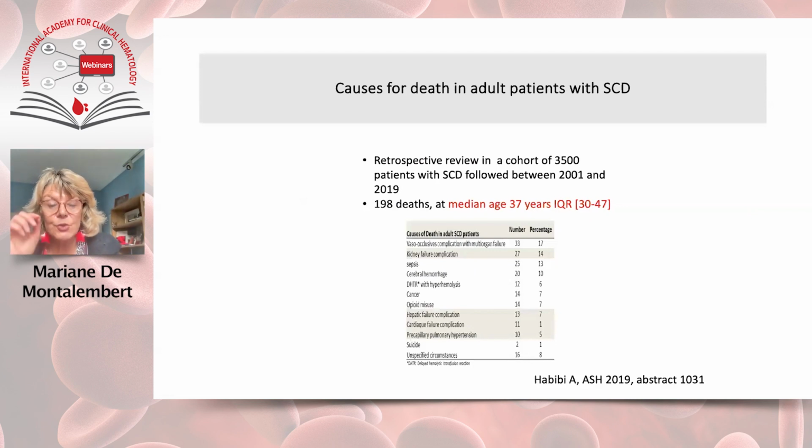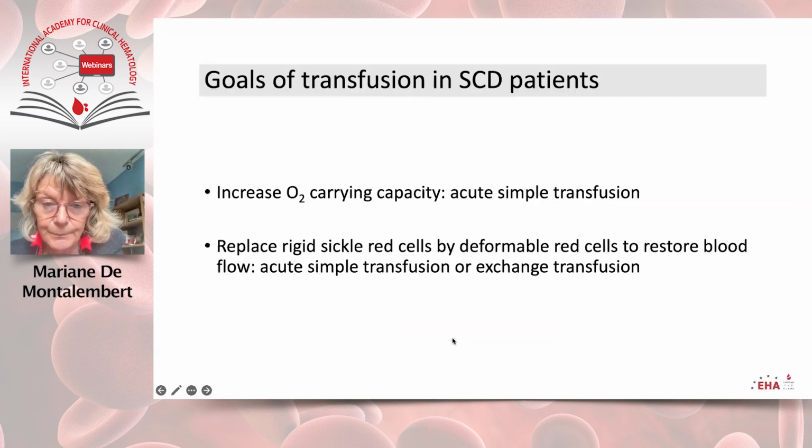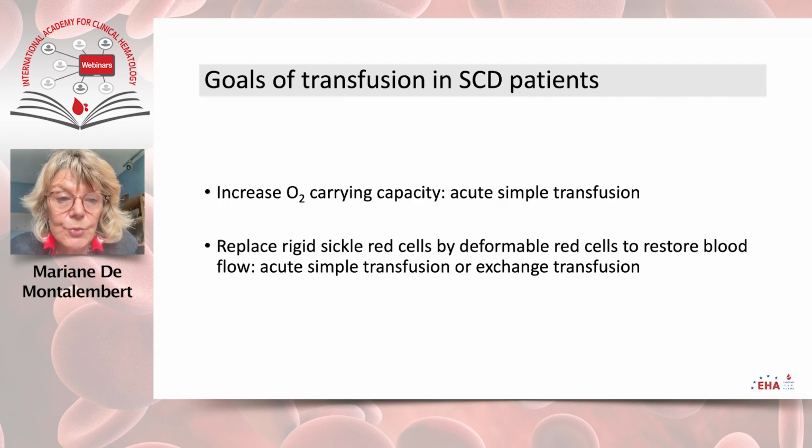This French cohort was studied very carefully, and they showed that the median age at death at Henri Mondor in France was 37 years, and the majority of patients died from acute complications occurring on a background of chronic disease: acute kidney failure on a background of chronic kidney failure, hepatic, cardiac, pulmonary hypertension. And now we are going to move to treatment.